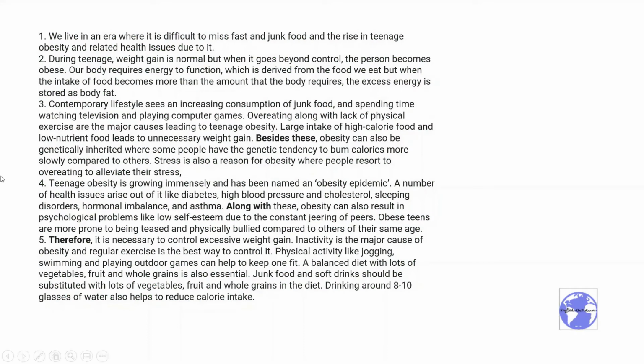During teenage years, weight gain is normal, but when it goes beyond control, the person becomes obese. Our body requires energy to function, which is derived from the food we eat. But when the intake of food becomes more than the amount that the body requires, the excess energy is stored as fat. So it appears that this is factual, but if you continue reading the text, you'll see that the writer is presenting an argument.